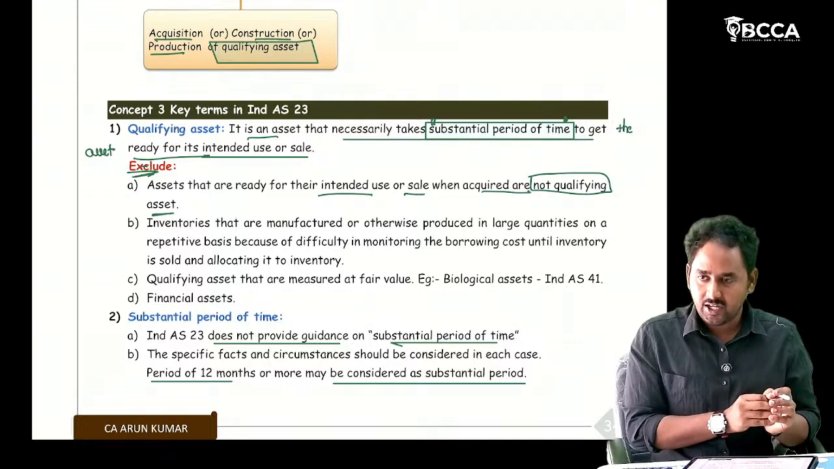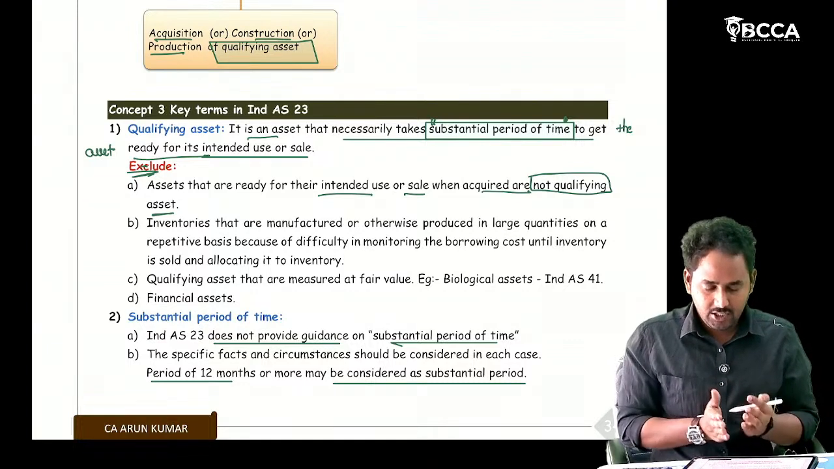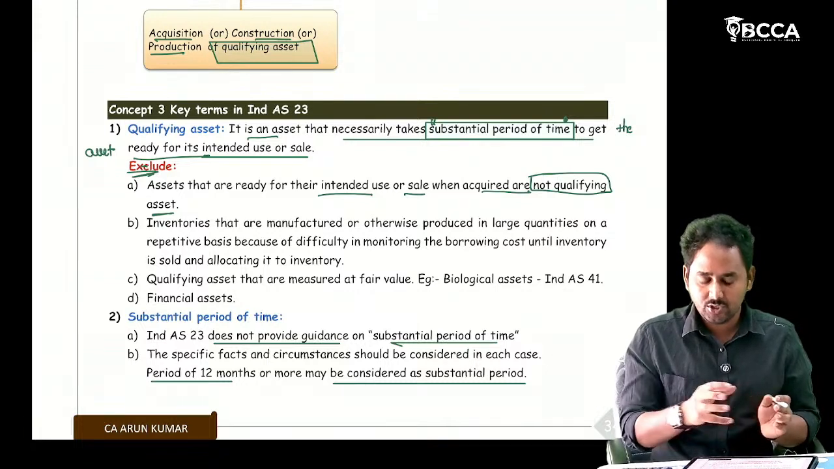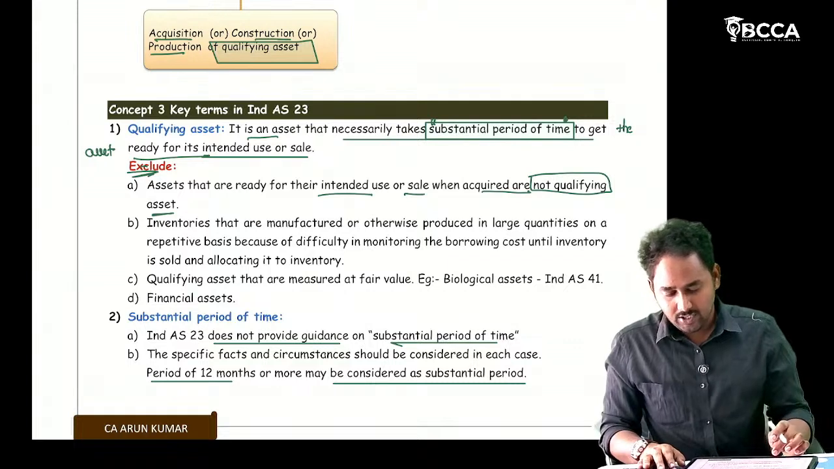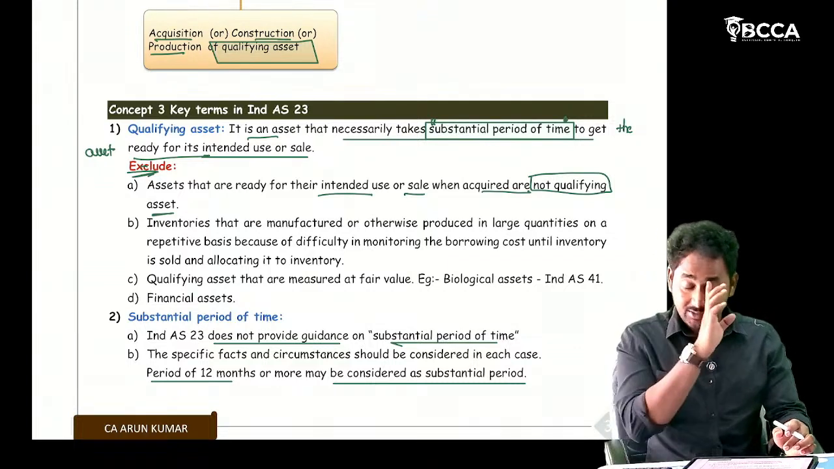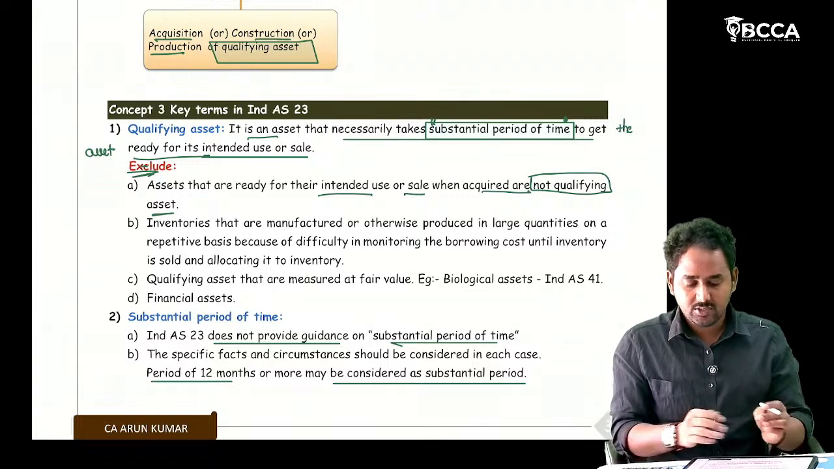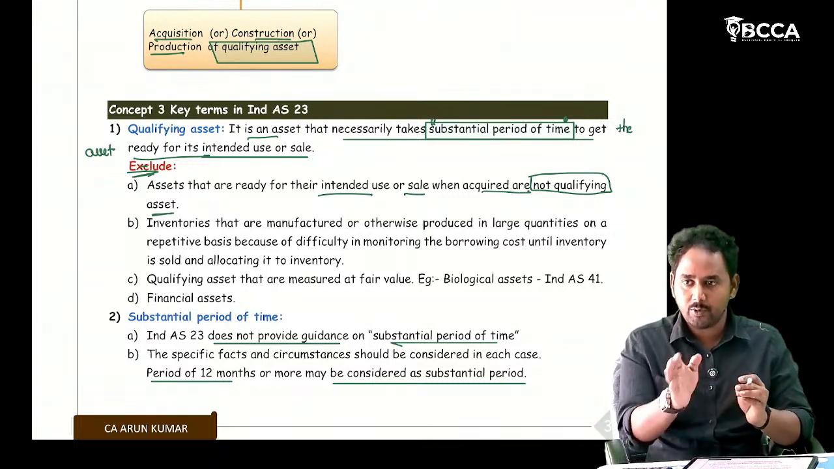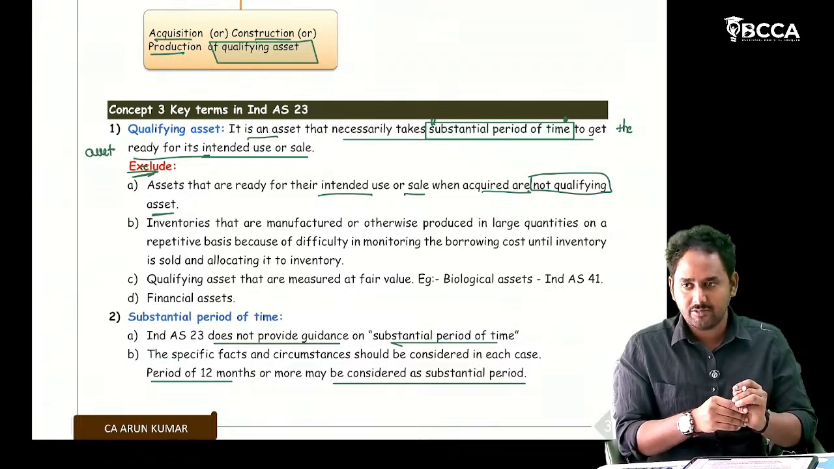So there should be some time between the date of acquisition and the date of ready to use. It needs some time. For the construction of the machinery, I will take 6 months. So this 6 months period is called substantial period of time, provided it has been mentioned in the question. Otherwise, this 6 months period should not be considered as a substantial period of time.